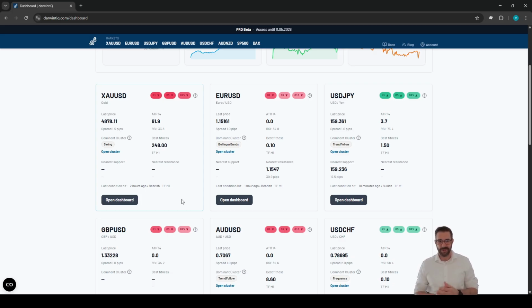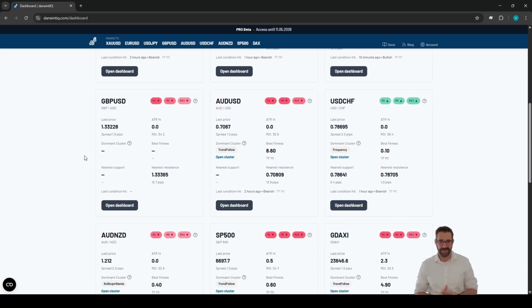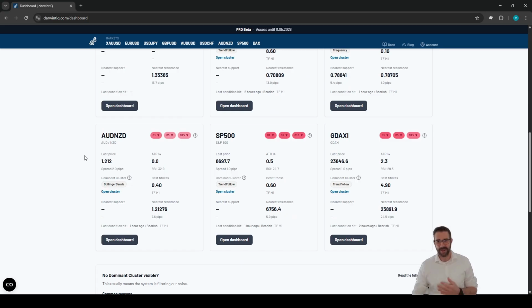Below that, you see the individual symbols. Each card represents one market, like gold, euro dollar, or indices like the S&P 500. The idea is simple. Instead of analyzing charts manually, you get a structured summary of what's currently happening. Let's take one example. At the top, you see the latest price along with basic metrics, like ATR and spread. These give context about volatility and trading conditions.